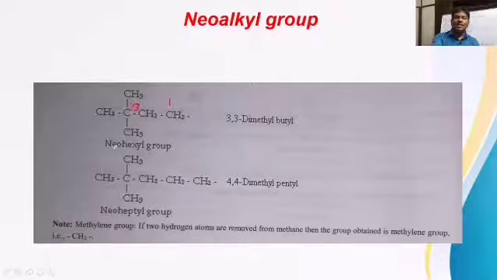Why is it called neo-hexyl? You check it. At one end what is there? CH2 is there. And at the other end, what is there? Tertiary butyl is there. So this tertiary butyl group is at one end, CH2 is at one end, and no other branching here. Then it is called neo-hexyl group in common system, and in IUPAC system we say 3,3 dimethyl butyl.